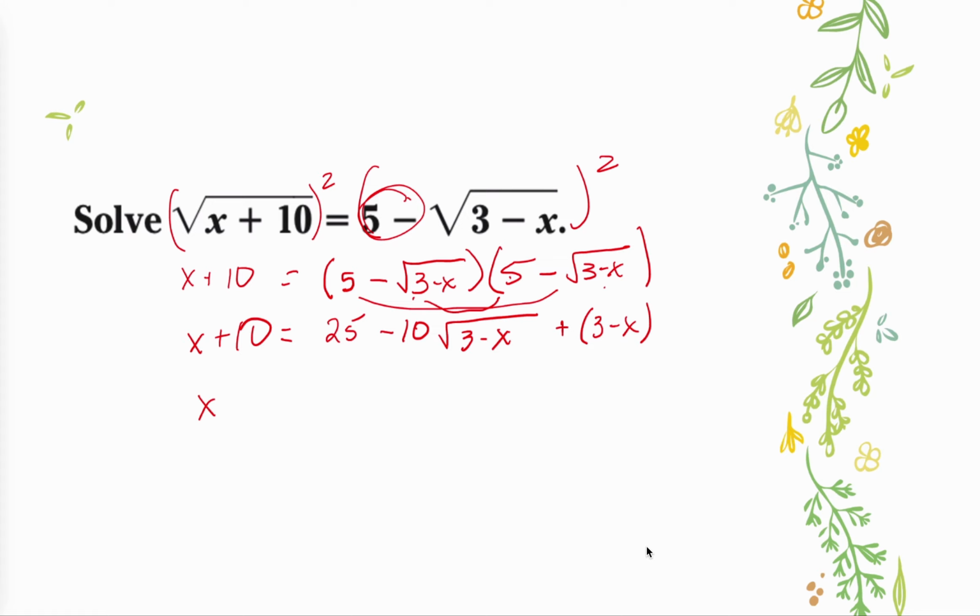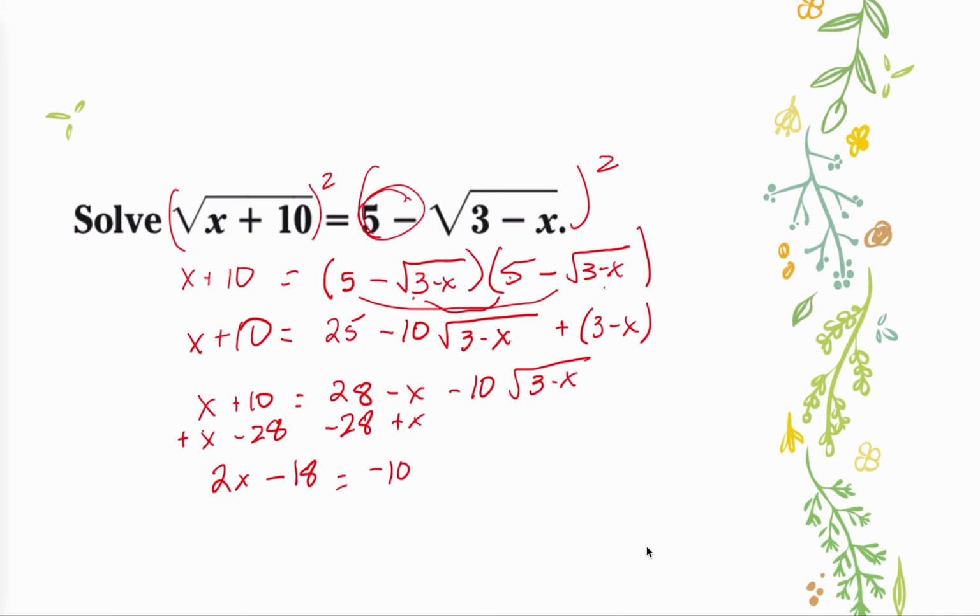So combine all their like terms. 25 plus 3 is 28, minus x, minus 10 square root of 3 minus x. We're going to move all of the non-square-root terms over to the other side. So we're going to add x to both sides, and we're going to subtract 28 from both sides. And we get 2x minus 18 equals negative 10 square root of 3 minus x.